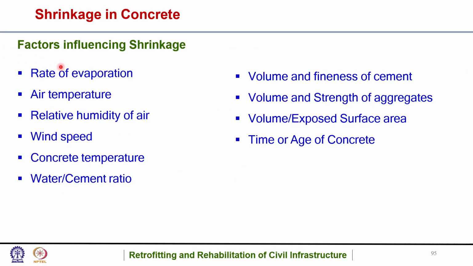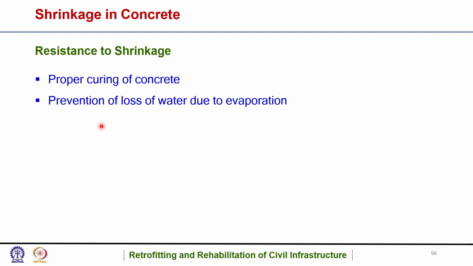So what are the various factors influencing shrinkage? The various factors influencing shrinkage are rate of evaporation, air temperature, relative humidity of air, wind speed, concrete temperature, water cement ratio, volume and fineness of cement, volume and strength of aggregates, volume or exposed surface area, and time or age of concrete. So these are some of the factors which influence shrinkage.